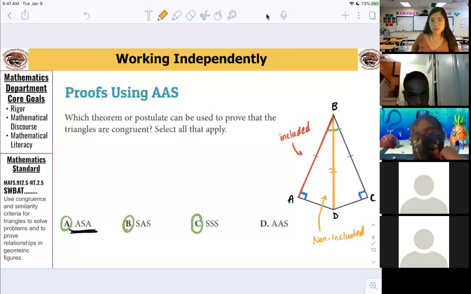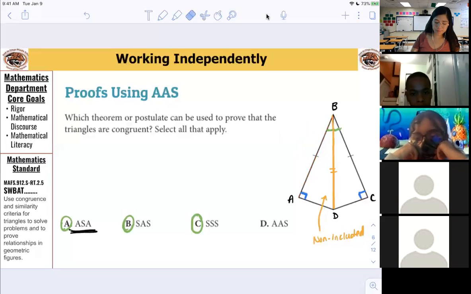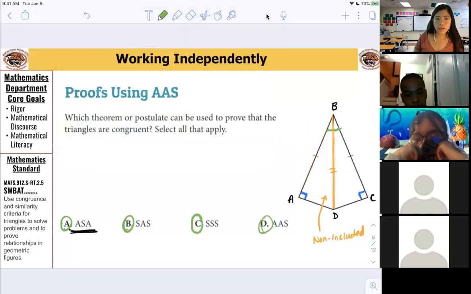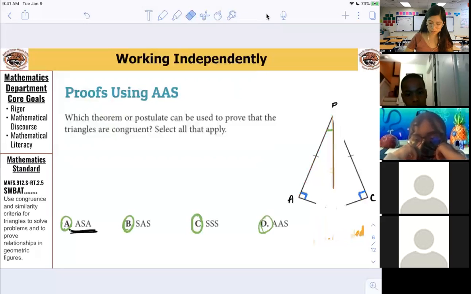It's included because it's in the middle of the two angles. Yeah, exactly. Because it's in between those two angles. So that's why we can't use that side, because we're talking about a non-included side. And that's why AAS would work. Okay, so you could actually use every single theorem on these two triangles, but we'll get to why SSS works and the Pythagorean theorem.